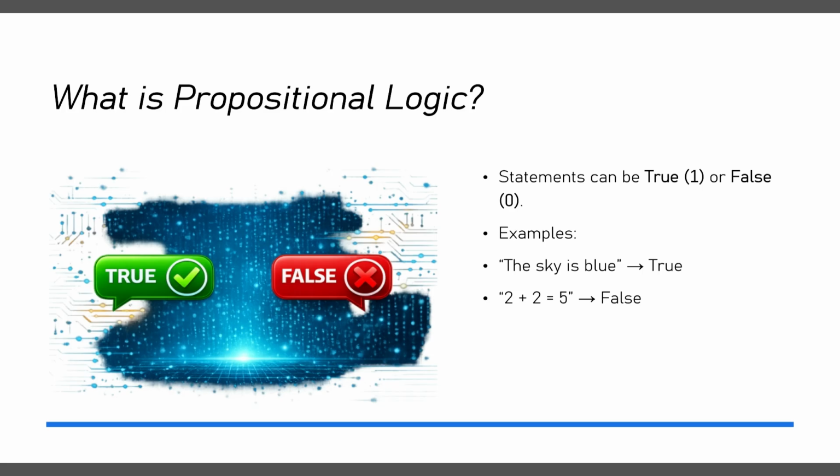So, for example, the sky is blue, it is true. Will return 1. 2 plus 2 is equal to 5? No, it is false. Will be returning 0. These results are representing true and false. Now coming to the next slide.